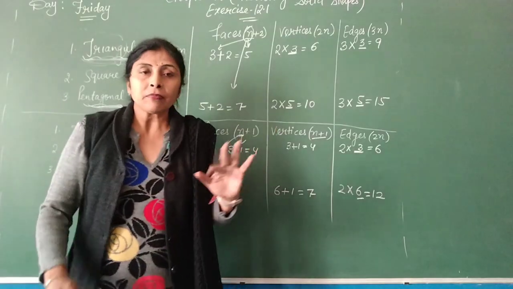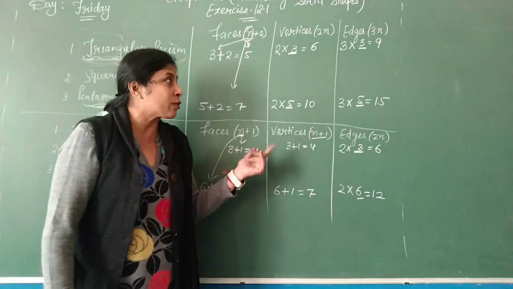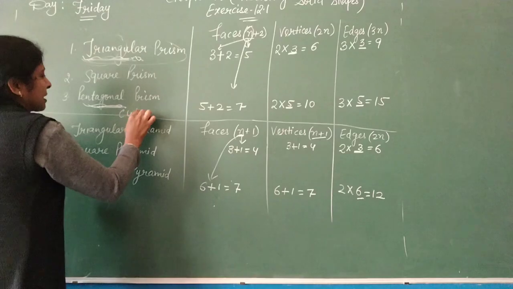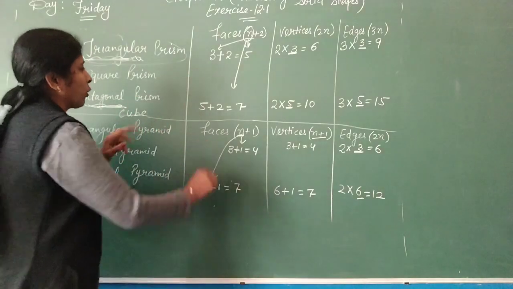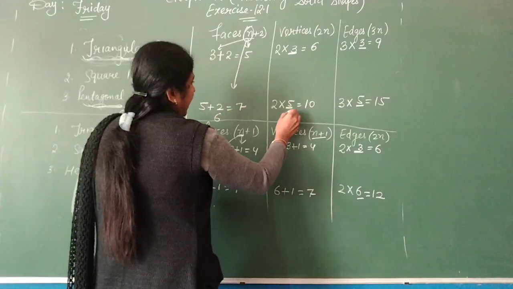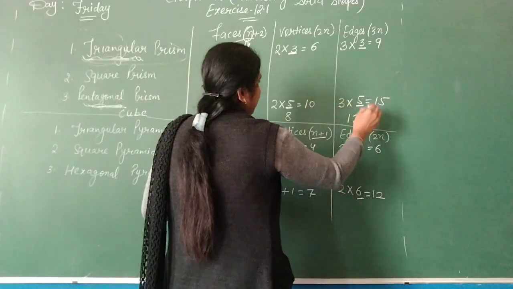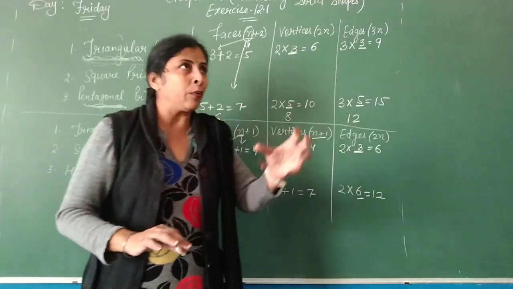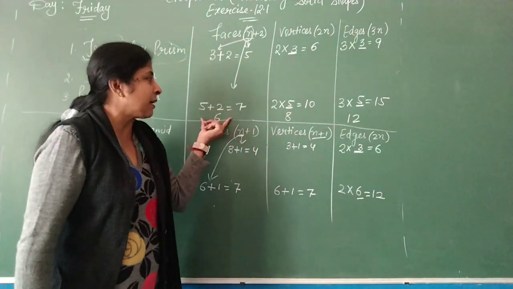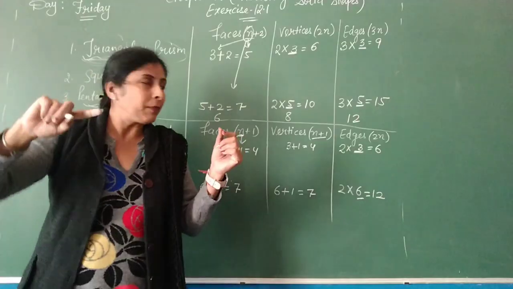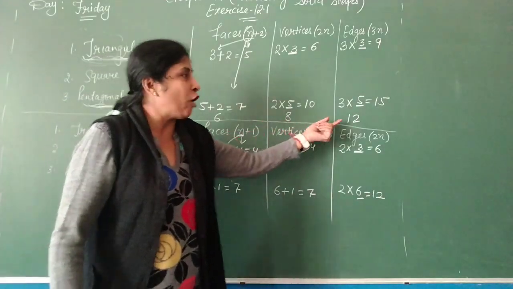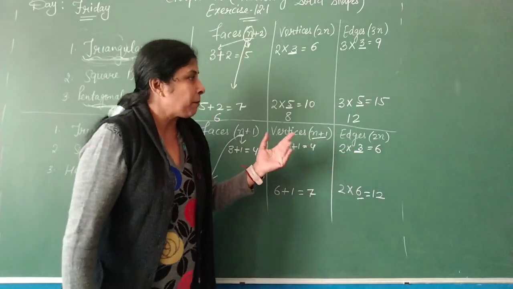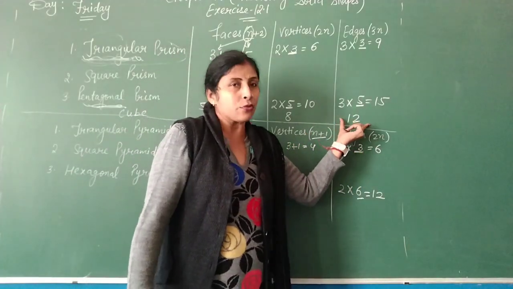And what about the faces, vertices and edges of cuboid? We have done in our previous classes that number of faces in cube is 6, vertices is 8 and edges is 12. As you are sitting in your classroom, which is of cuboid shape, you can count even how many faces are there, that is 6. How many corners, meaning vertices, are there, that is 8. And how many edges? Edges means where two faces meet, and edges is 12.